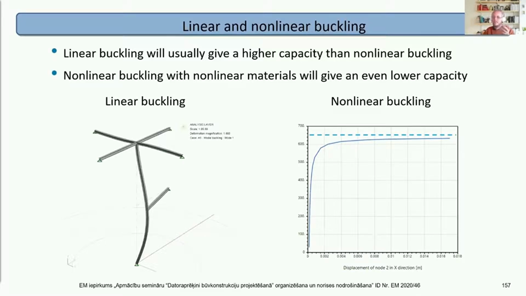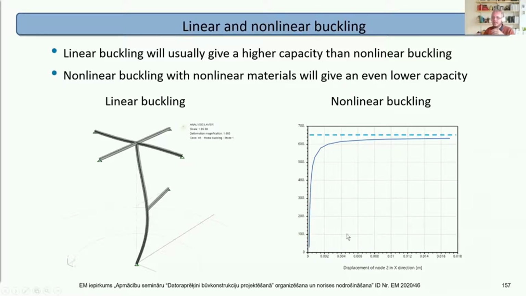And if we compare the results, we can see this dotted line here is the linear buckling capacity, and you see it calculates a single capacity, and the displacement is irrelevant. It doesn't take the displacement of the structure, just the capacity, and when it displays, it will give it a nominal displacement, usually 1 meter.